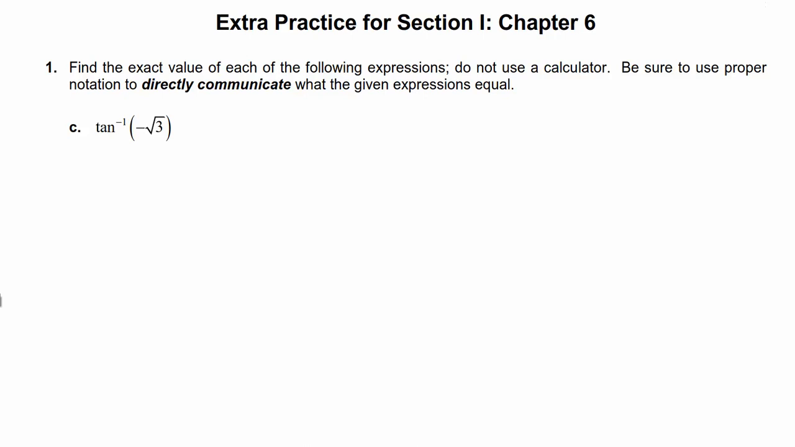Alright, in this video we're going to evaluate tan inverse of negative square root of 3, or arc tangent of negative square root of 3. When we're working with arctangent, inverse tangent, we should expect things to be a little more challenging than when we're working with sine or cosine, because we're more likely to be less familiar with tangent values than with sine or cosine values, because we learn tangent in terms of sine or cosine.